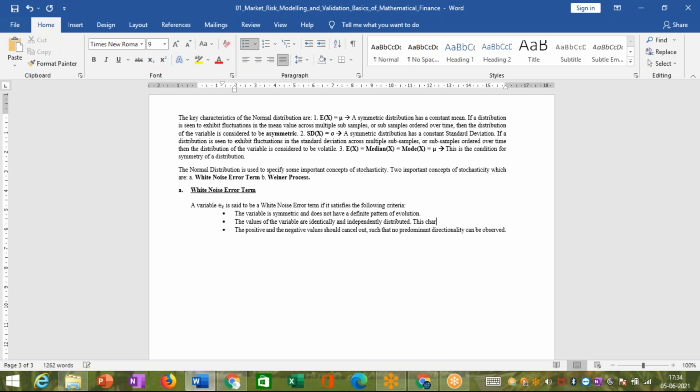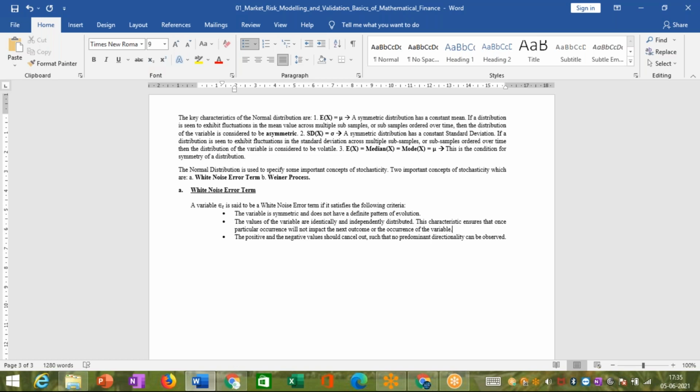So this characteristic ensures that one particular occurrence will not impact the next outcome or occurrence of the variable. So the first thing is that it should be symmetric, right? There must not be a skewness. If there is skewness, you will capture that this is not absolutely normal, so there is some pattern or some unusual concentration, right?